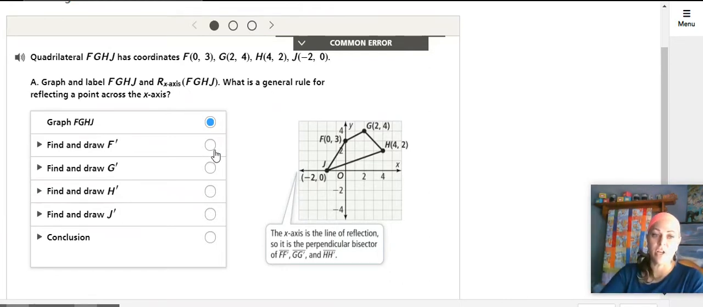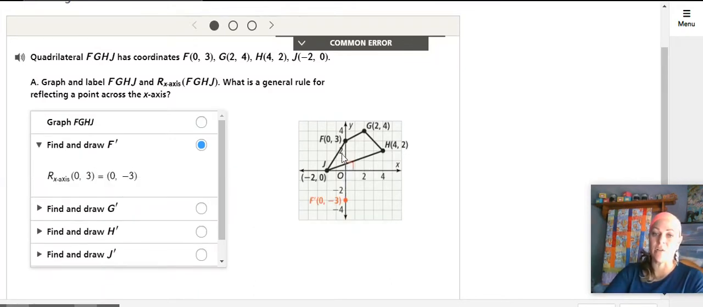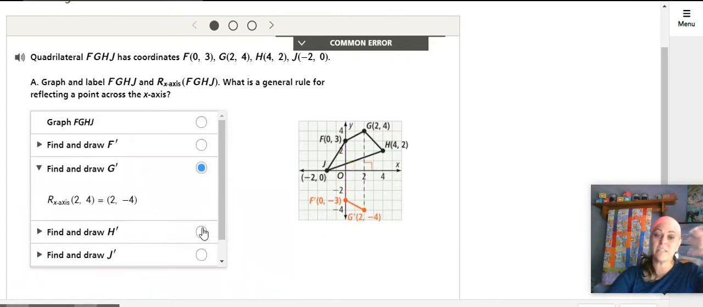Okay. So first you're going to draw F prime. Look at where point F is. It's at 0, 3. Notice the x-axis and a straight up and down vertical line are perpendicular, which is nice. It's because the reflection has to be on a perpendicular line on the other side of the line of reflection. So instead of going straight up 3, you'll go straight down 3 from the x-axis. For point G, instead of going up 4, you go down 4 from the x-axis. Okay? And you continue. H is up 2, so you're going to go down 2.